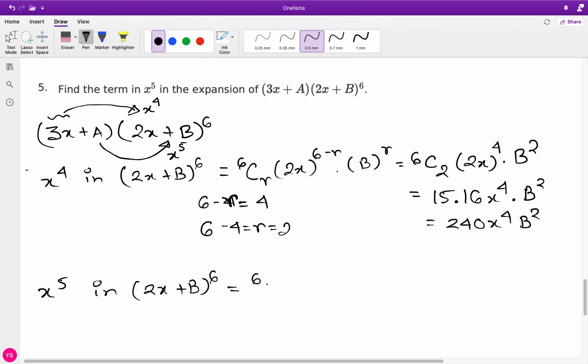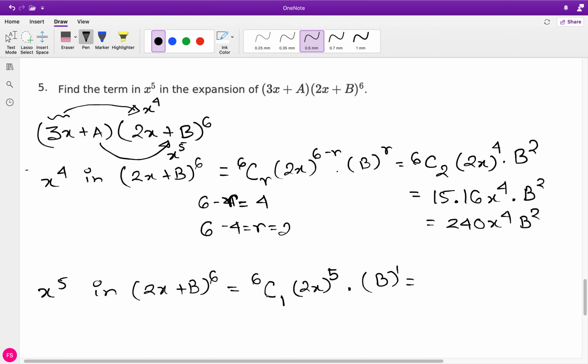This will give you 6C. I'm not going to write it now. Let's look at this first. 2x, you want the power of this to be 5, and the only thing that you can take out from 6 is 1 to get a 5. I'm just going to write 5 straight away, and this will give me 6C1, because 6 minus 1 is 5. That means my r is 1 in this case. You can also write this straight away, times b to the power of the last thing, which is 1.